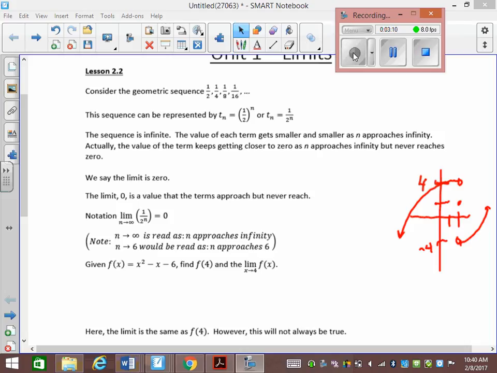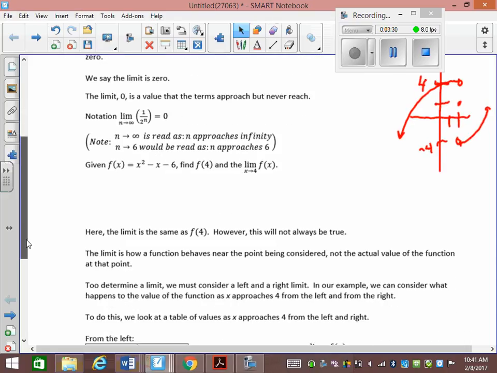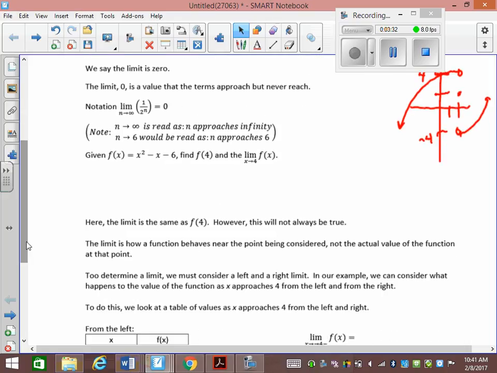So we can say the limit is 0. The limit 0 is a value that the term approaches but never reaches. It could possibly reach that value at the actual x value, but it might not. The limit is just what it's approaching from the left and from the right. Bear with me. Put down your phone. That might help. Okay. The limit 0 is a value that the term approaches but never reaches.